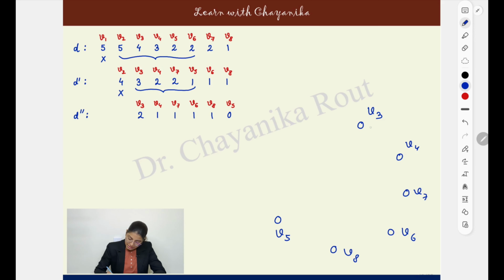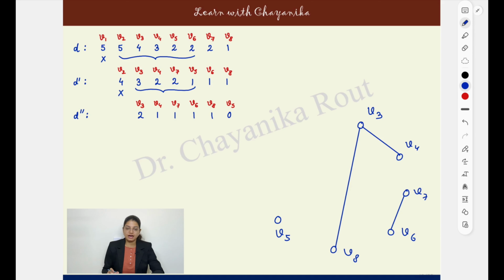Next, V3 is having degree 2, so V3 has to be adjacent to 2 vertices of the graph. You can make it adjacent to any 2 vertices you want. Okay, that makes the degree of V3 2. V4 is having degree 1 already, V8 is having degree 1 already, and V6 and V7 are to have degree 1 each. So I make them adjacent to themselves and I make their degree values 1 each.